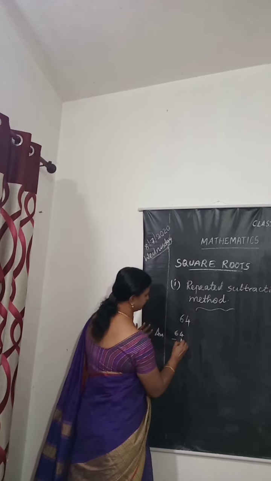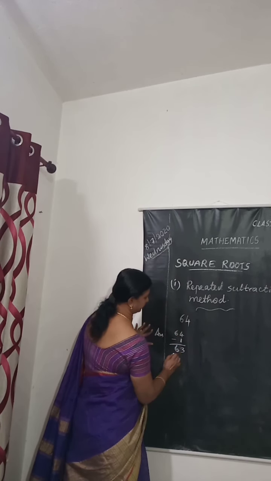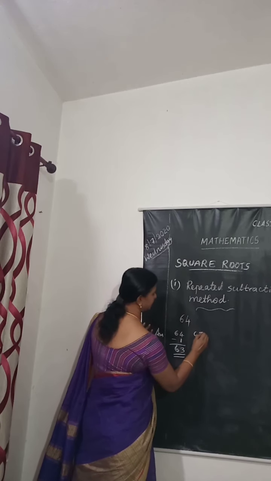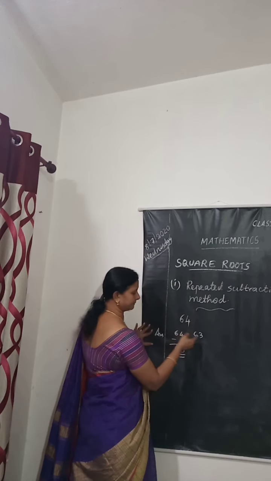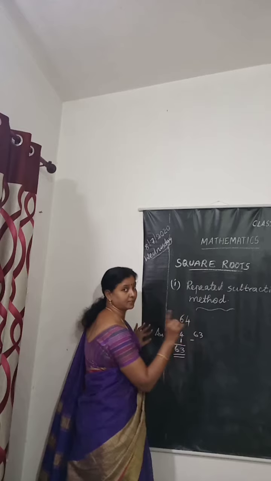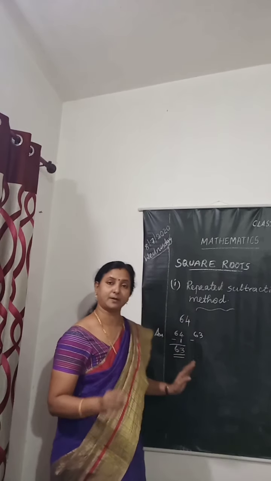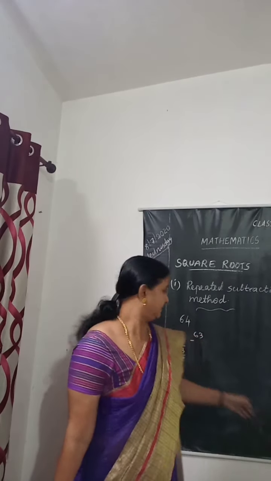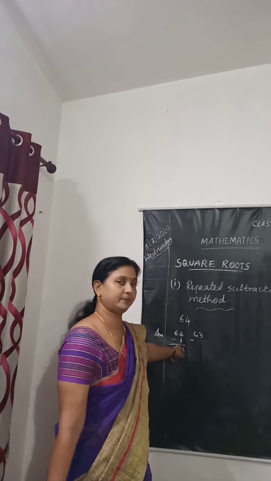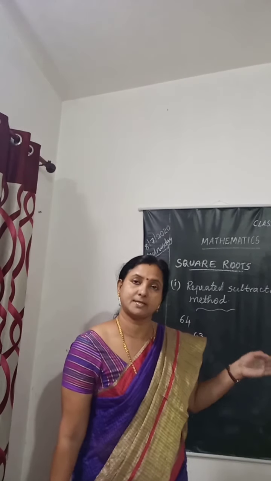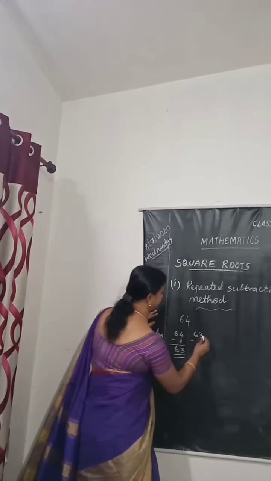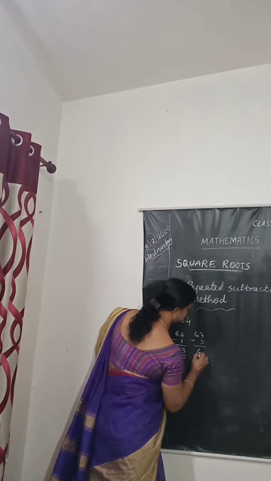64 minus 1 is 63. Next, 63 minus, the next odd number is 3. Don't subtract 2. You want to subtract odd numbers only. See, the first odd number is 1. So, the next odd number is 3. So, 3 you want to subtract. 63 minus 3 is 60.